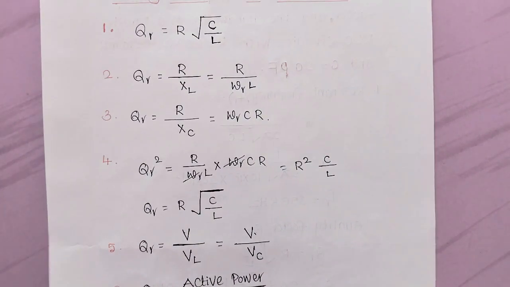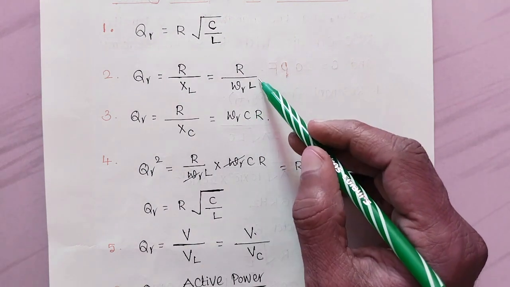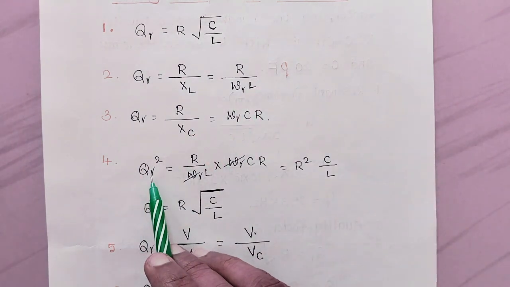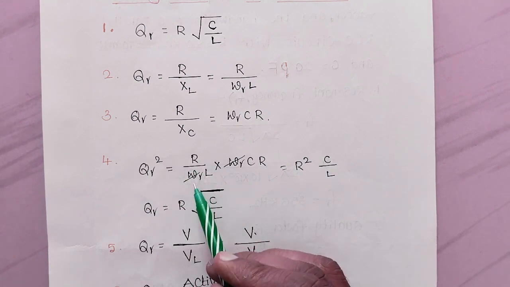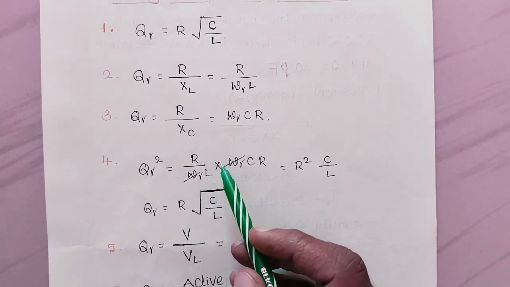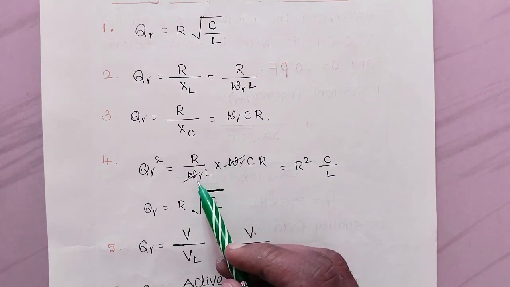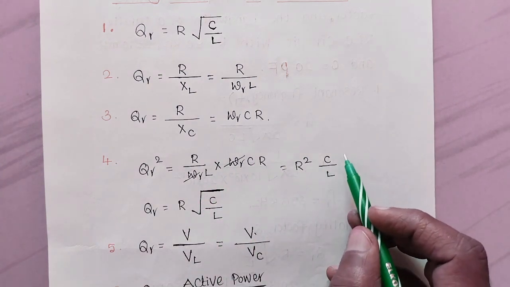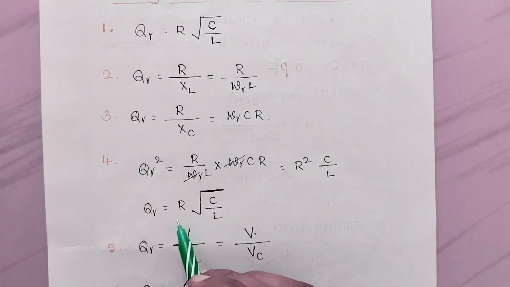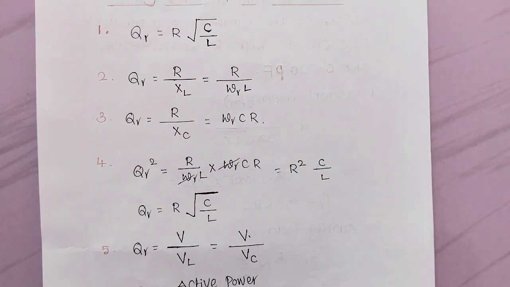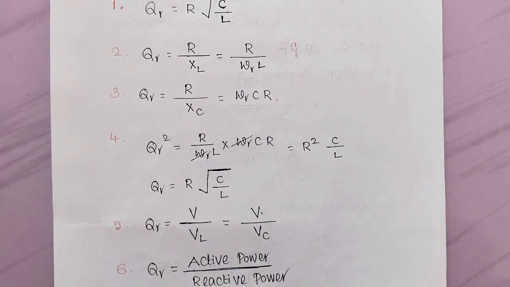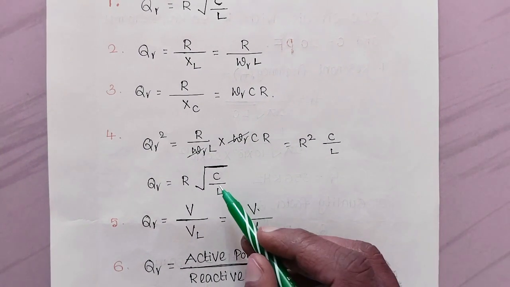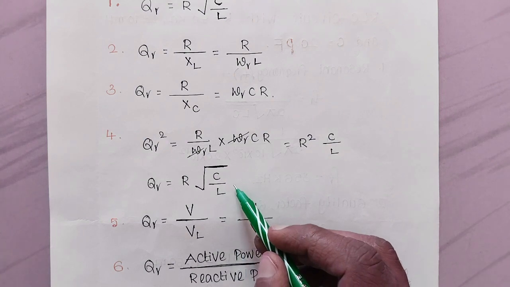Similarly, if you multiply these two, we get the quality factor QR square, which is equal to R by omega RL into omega R CR. So omega R gets cancelled, and we get R square into C by L. So QR is equal to R root C by L. Again, if you know the resistor, inductor and capacitor values, the quality factor of a parallel RLC circuit is R into root C by L.